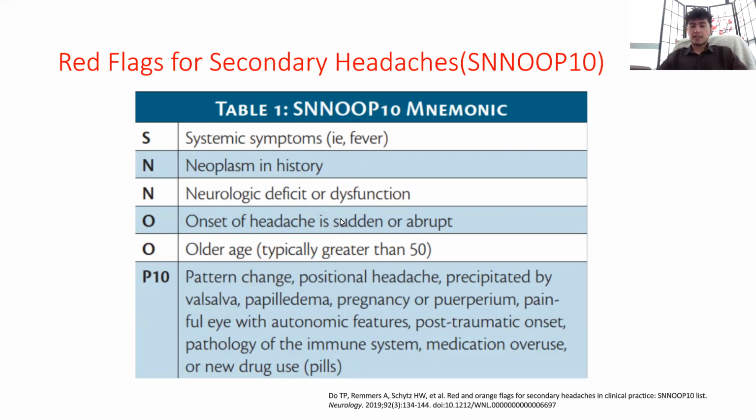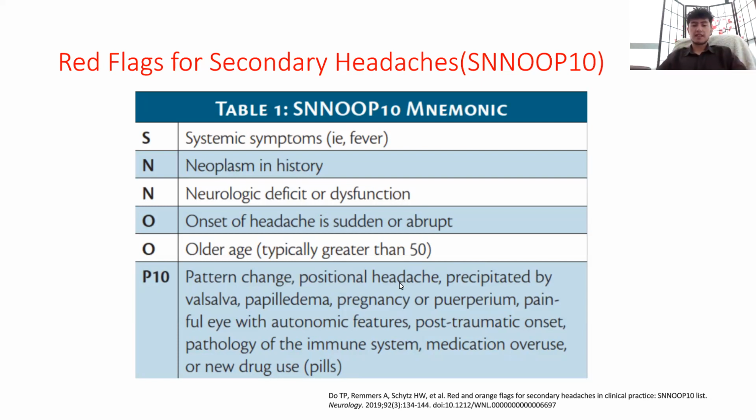And if the onset of headache is sudden or abrupt, this is also not typical for primary headaches, so we should suspect secondary headaches. And older age, typically greater than 50, we don't expect patients older than 50 to present with new onset headache, so we should suspect. And the P10, there is pattern change, like a previously migraine patient, the pattern of the headache changed abruptly. We will see on my following slides. It can be cervical artery dissection.